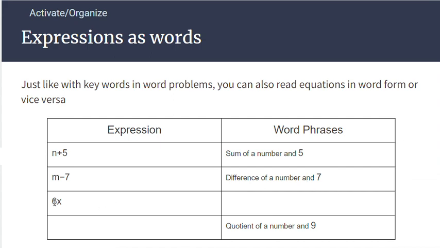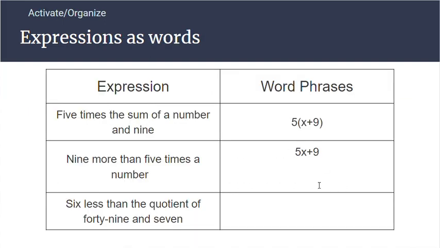Here we have a 6 and an x, or 6x. So that would be the product of 6 and a number. So if this says the quotient of a number and 9, yeah, it's going to be division. So we end up with y divided by 9, because it says the quotient of a number and 9. So that "and" part just tells you which way to put it in order. Same thing happens with multiplication as well.